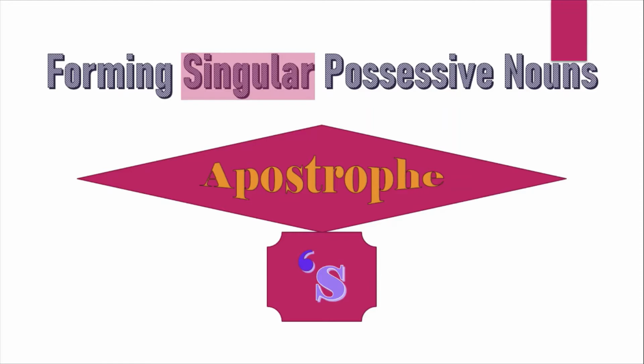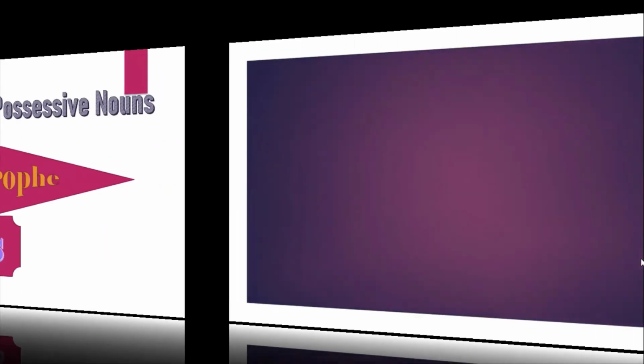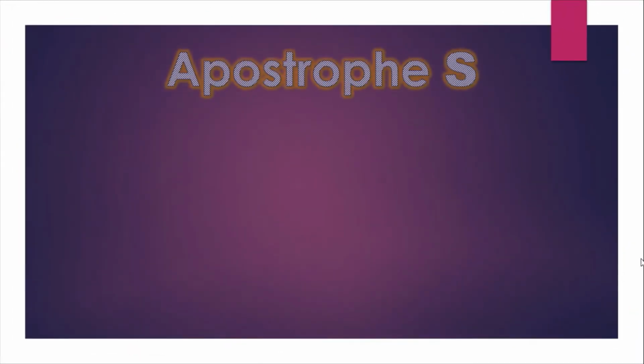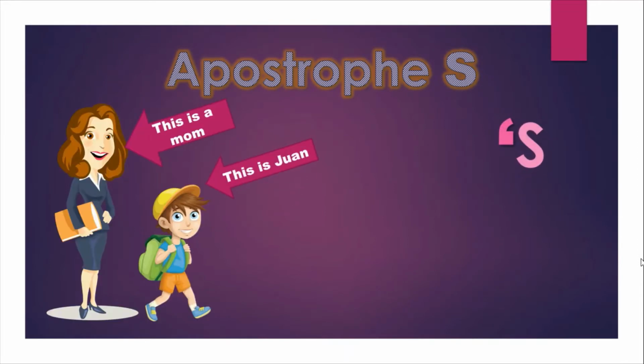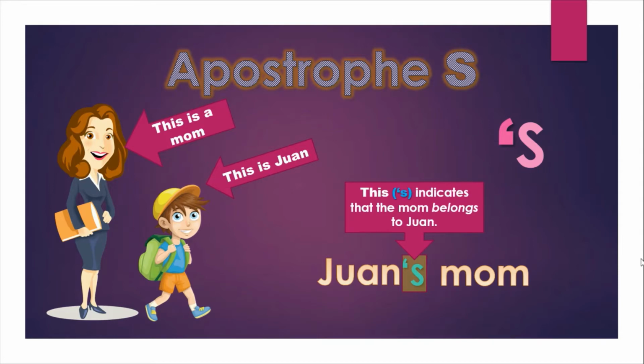Okay, here we go. Example number 1. Remember, singular possessive nouns, we need apostrophe S. This is one, and this is a mom. One, mom, one's mom, right? So the apostrophe S indicates that the mom belongs to one. Okay, let's look at another example.